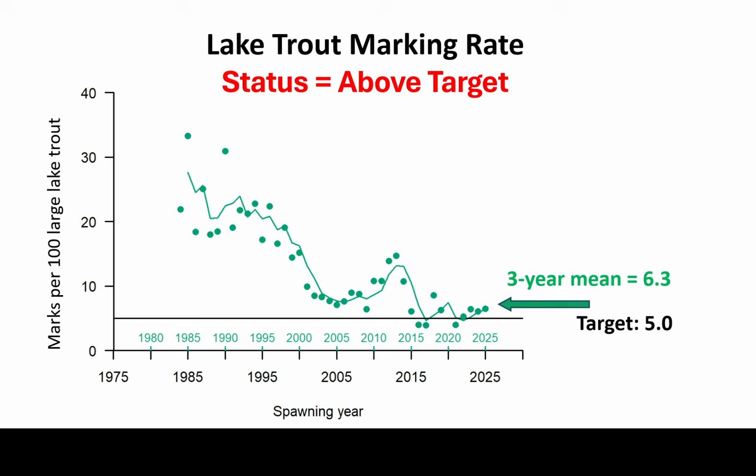The other metric we have for our report card is the lake trout marking rate. So sea lamprey marking data on large lake trout is collected by multiple fishery agencies during their standardized assessments. This graph has the annual marking rates plotted along with the running 3-year moving average. And similar to the metric for the adult index, the marking rate is a bit above the target of 5 marks, with a 3-year mean of 6.3 marks per 100 large lake trout and holding steady.